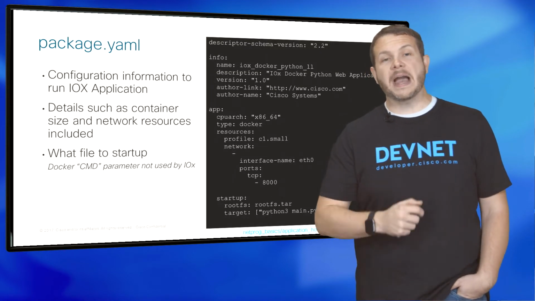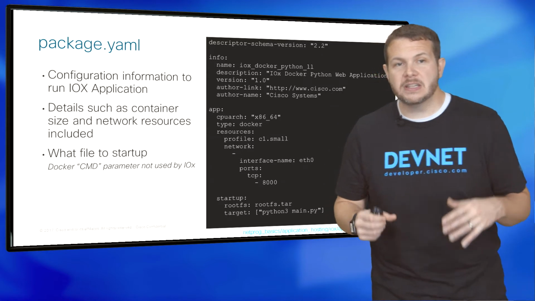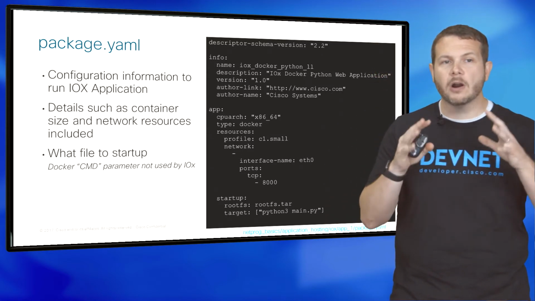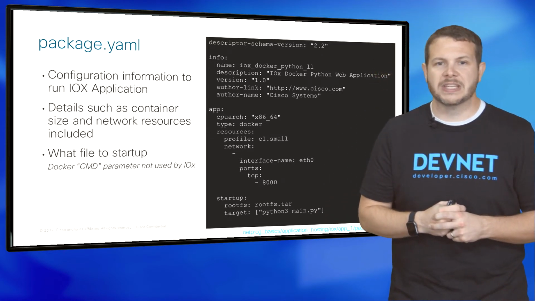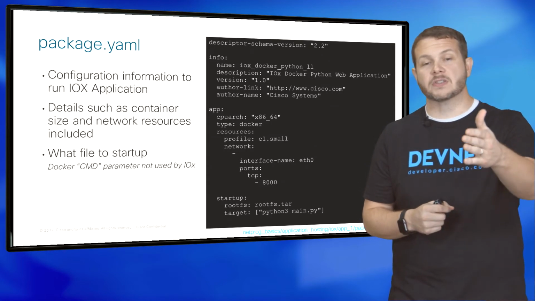And then finally is our package.yaml. As I mentioned, this is the configuration information for our IOx application. We'll see indications that the profile for this is a small.